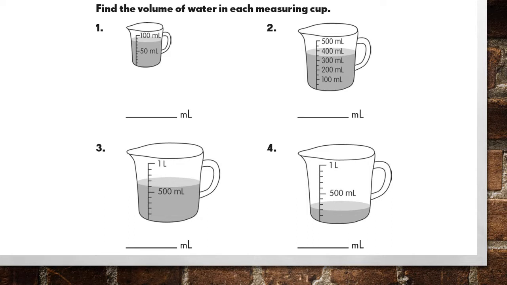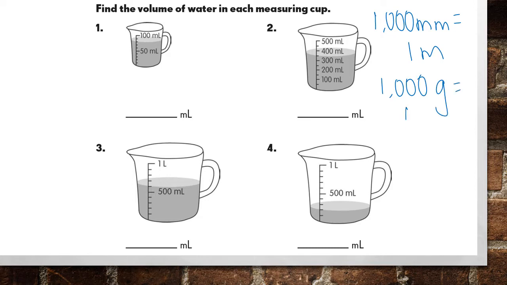So as we work through these units of capacity or volume, we're looking at these metric units. You might remember from last week that 1,000 millimeters equaled 1 meter. We also needed 1,000 grams to equal 1 kilogram. See how easy that is to convert?